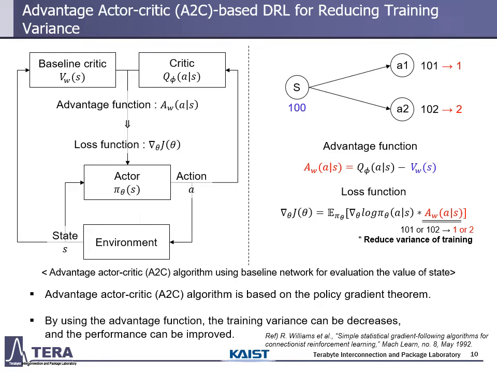The explanation for the advantage of this algorithm is described in the right side figure. For example, by using the difference between the reward of action and the value of state, we can reduce the training variance. Thus, we can achieve high performance of training.